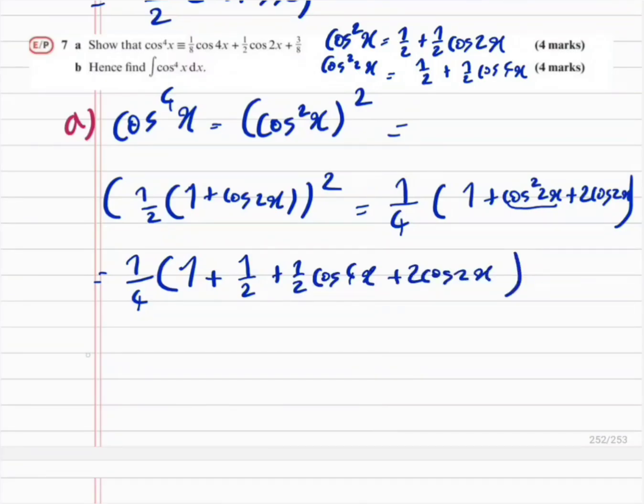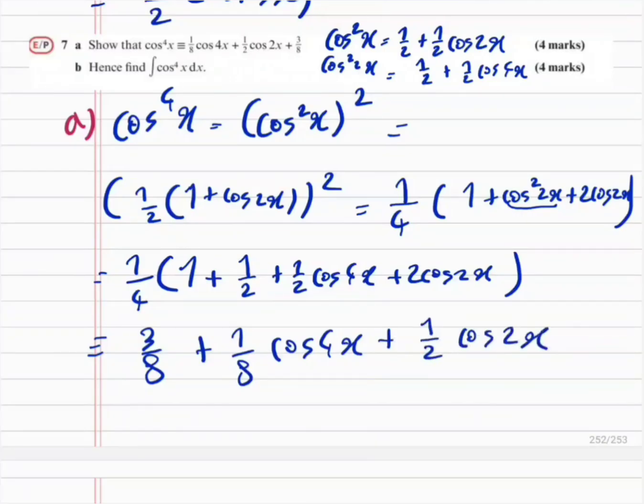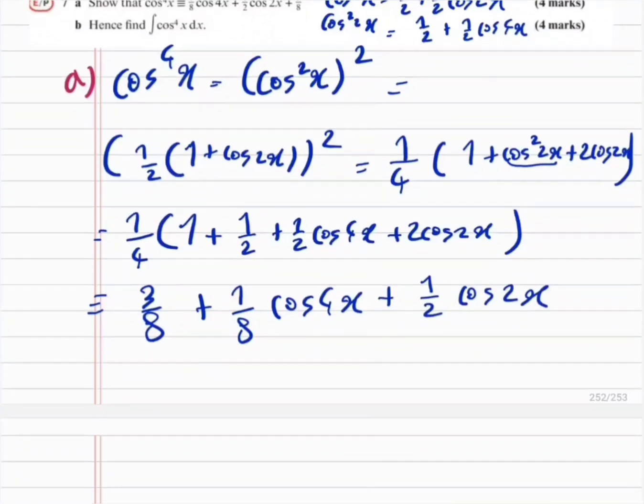Okay, so we just need to expand this. Let's actually simplify the brackets, which is 1 plus a half, which is 3 over 2. So 3 over 2 times 1 over 4 is 3 over 8. So we have 3 over 8 plus 1 over 8 cos 4x plus a half cos 2x. And that's exactly the form that we want.